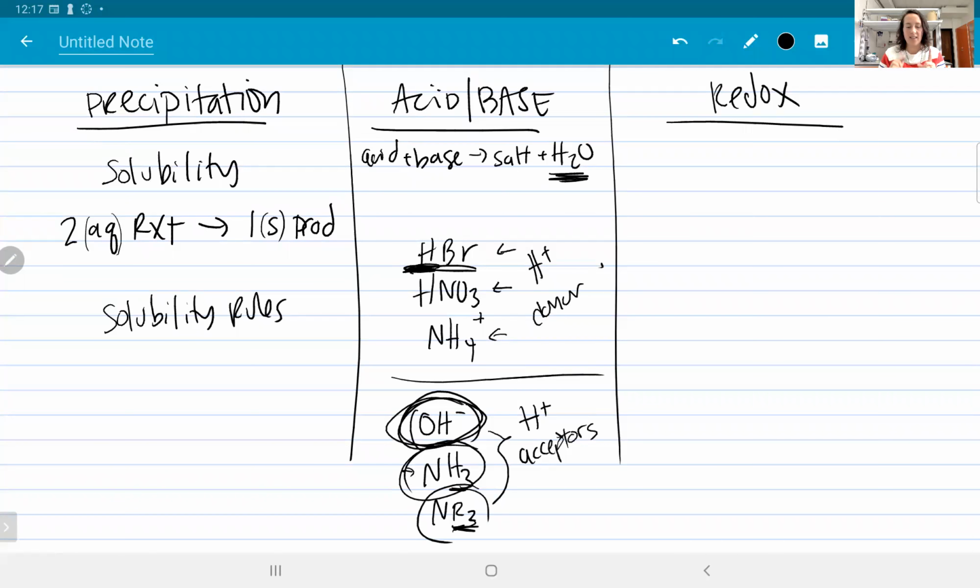So that's one thing you can look for. You're looking at the reactants, analyzing the reactants. You're also analyzing the products and looking for: was a water molecule formed? And also, did you form a salt compound of some sort?